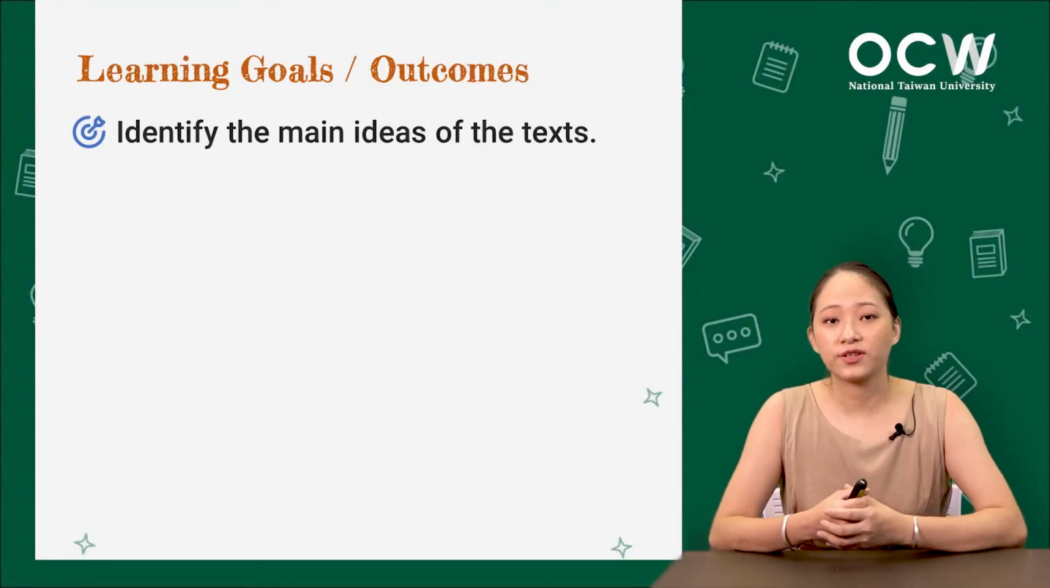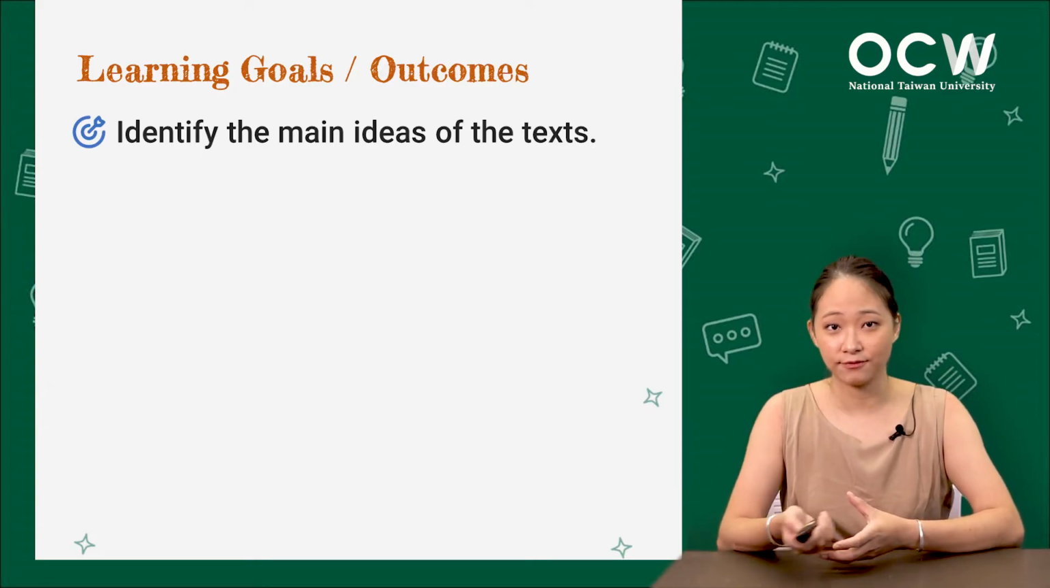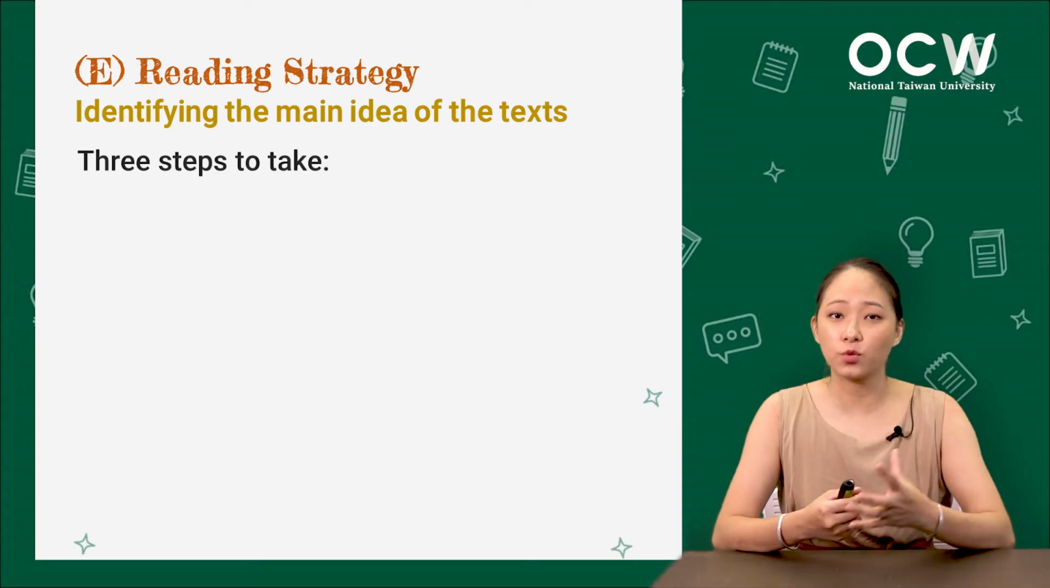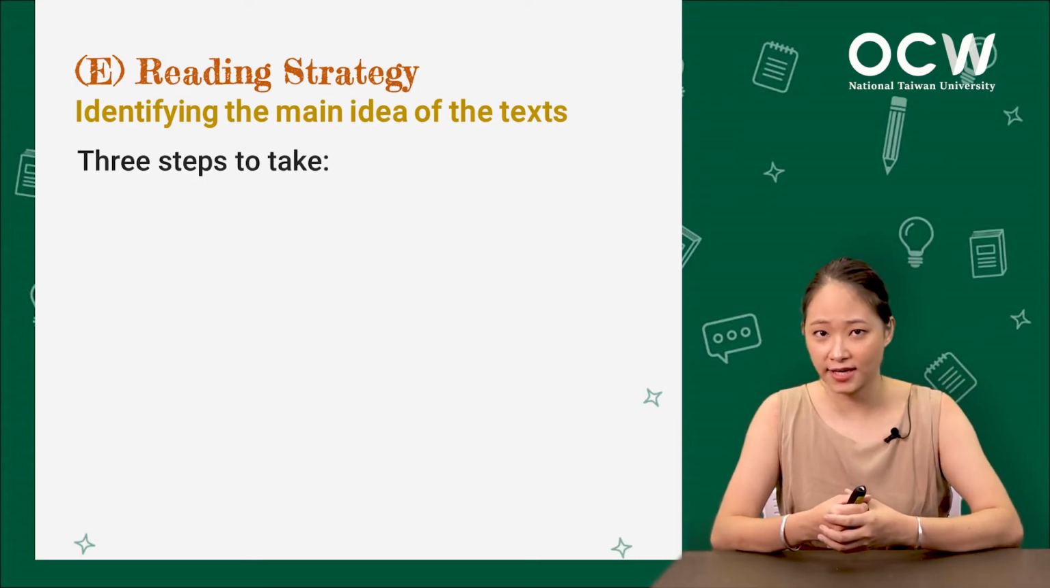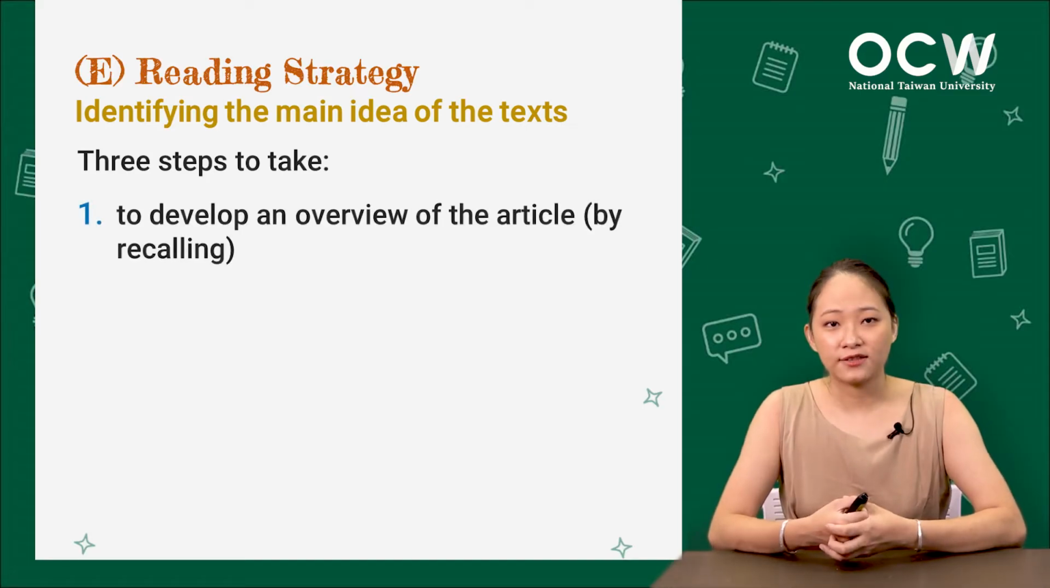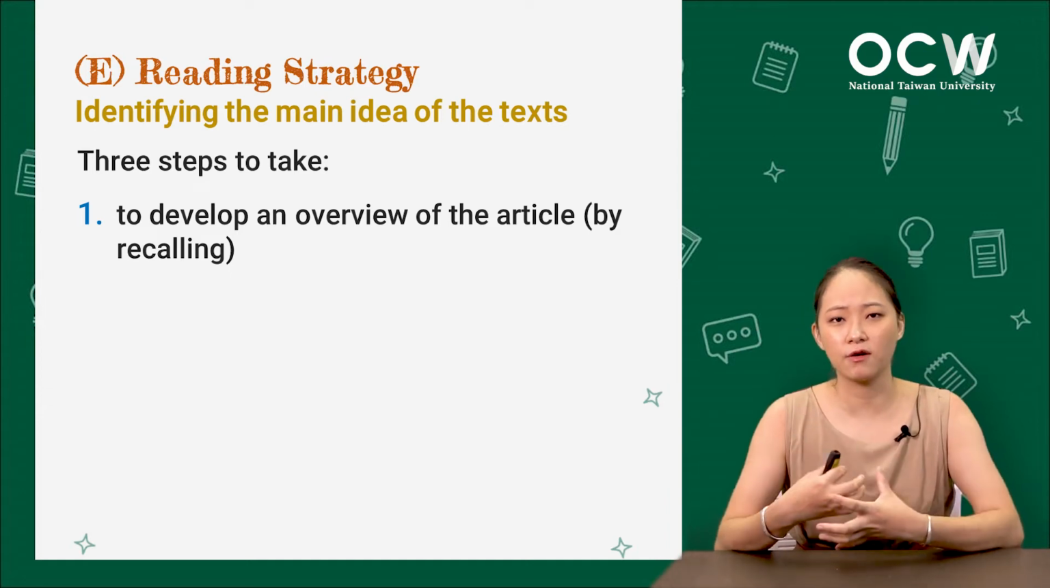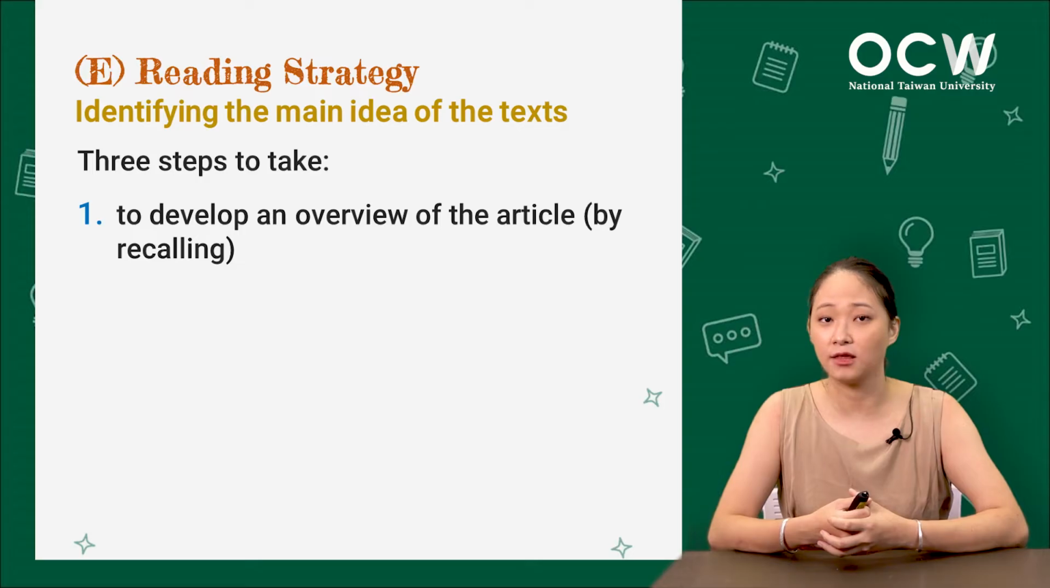Now, in order to successfully identify the main focus, we're now going to look into how to identify the main idea of a text. You may realize that it was a rather long text. Are there any techniques? Of course. We're now going through 3 different steps on how you can identify the main idea of a text. The first one is that you need to develop an overview of the article by recalling the information you've just seen. Have a general, vague idea of what you just read and the main message the author is trying to convey.